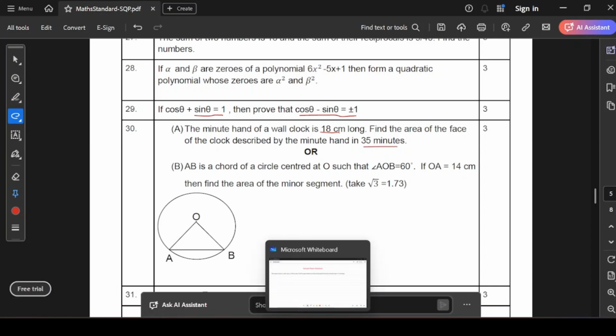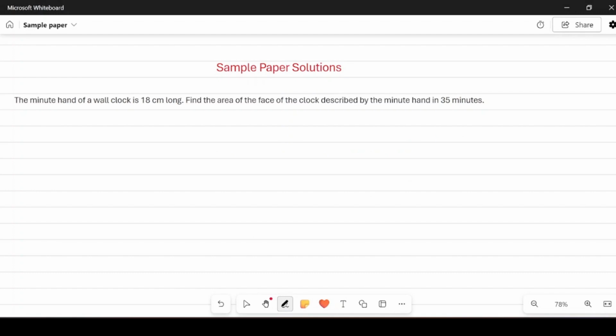Let's see. Okay, we have a wall clock. So let us, okay, this is 12.